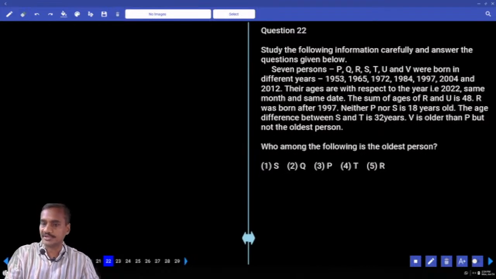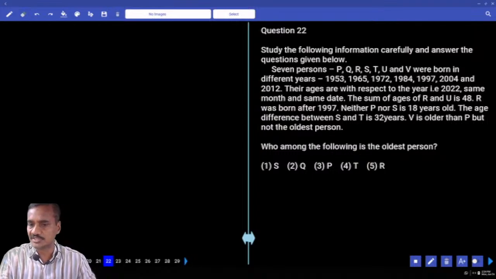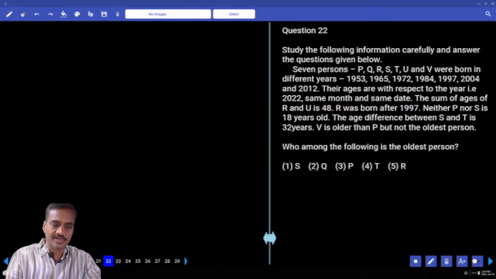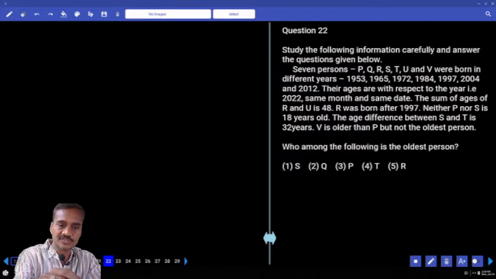First or the second priority? And ages were given, definitely under the first priority. The base year was given. Now the ages were with respect to 2022, same date and same year. Then first we need to write down the years in the ascending order.